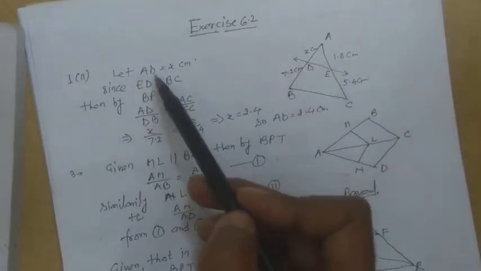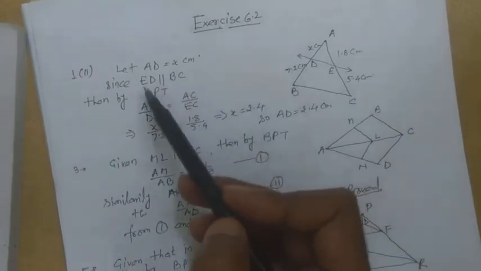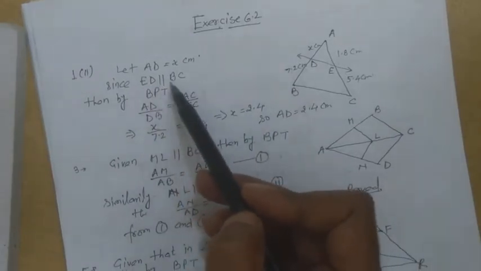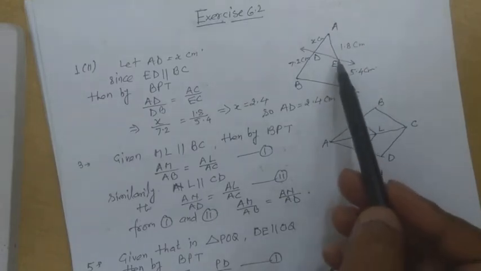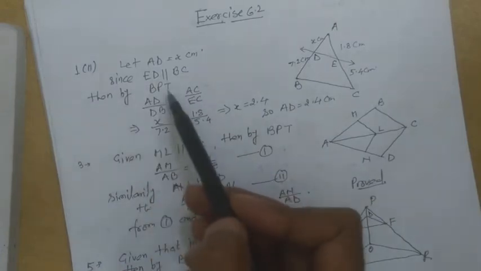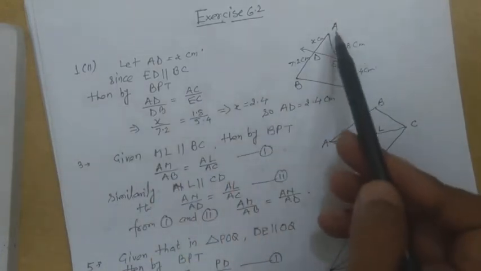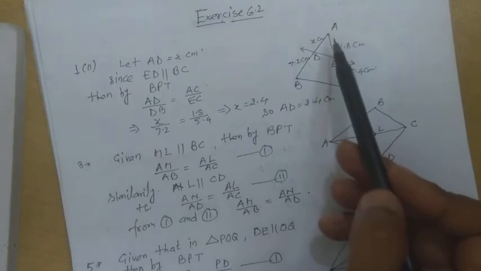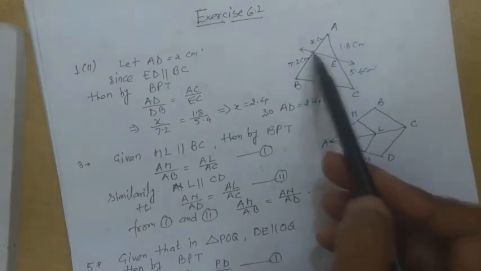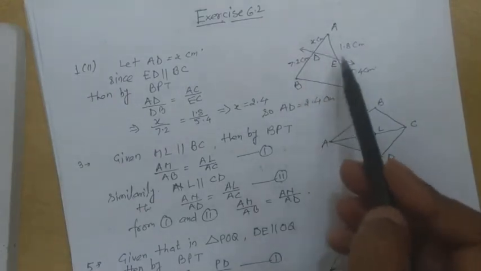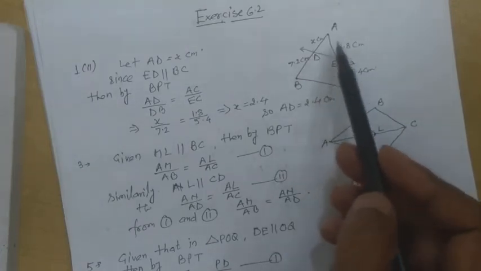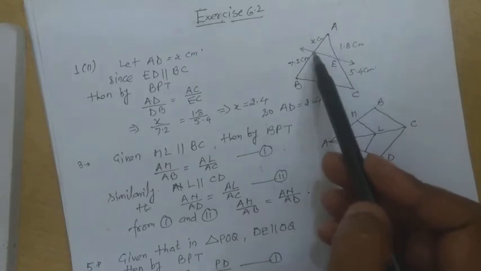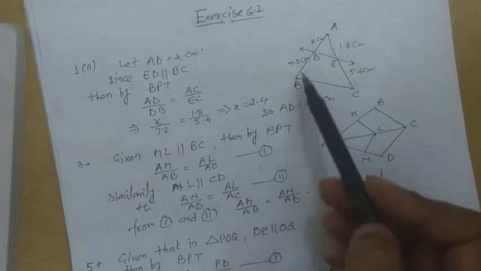Students, let AD be equal to x centimeter and it is given that DE is parallel to BC. And that is the basic requirement of the BPT. So here we can use BPT. We know that if a line is parallel to the third side and it intersects the other two sides at two distinct points, then their corresponding ratios will be the same.